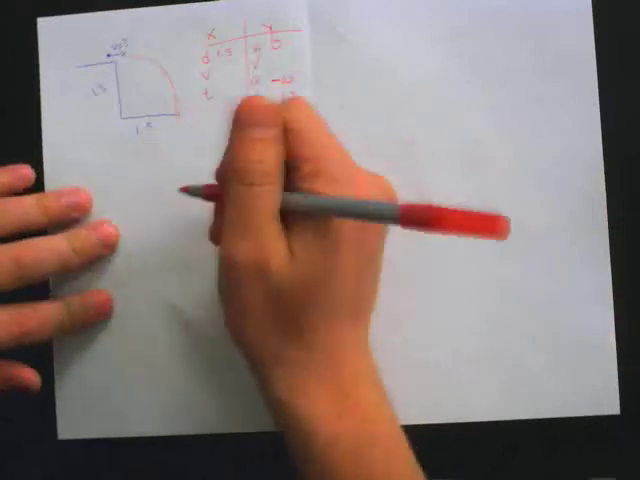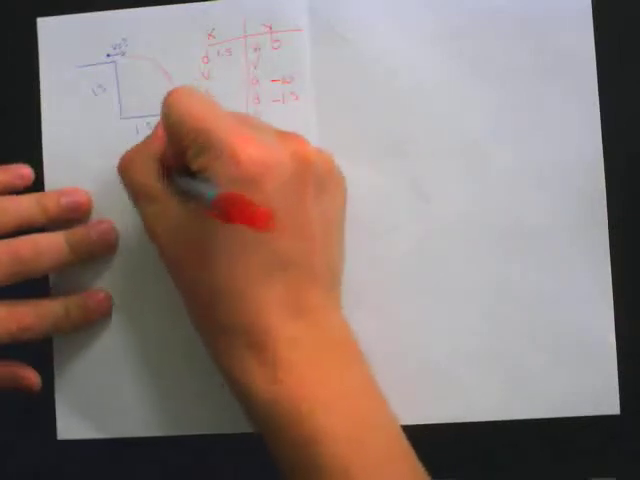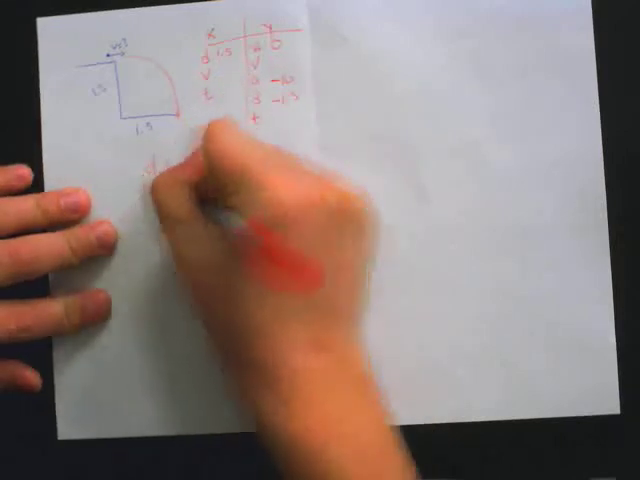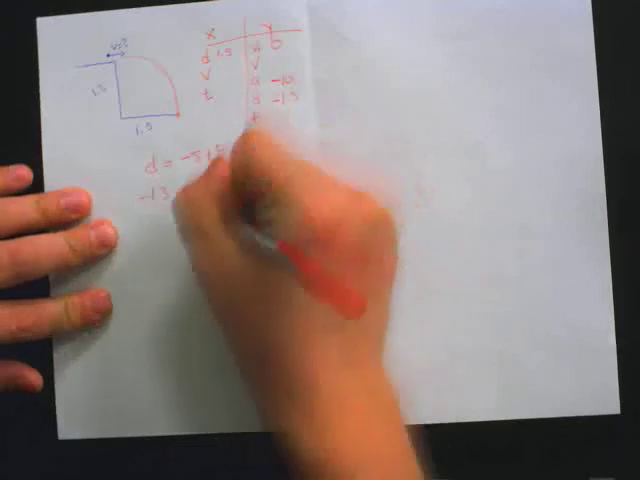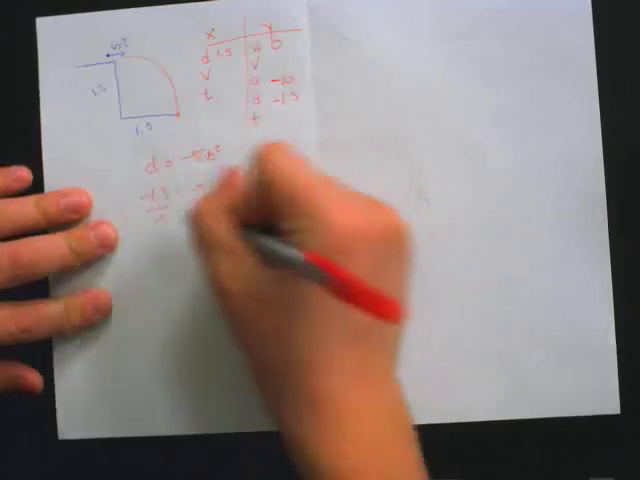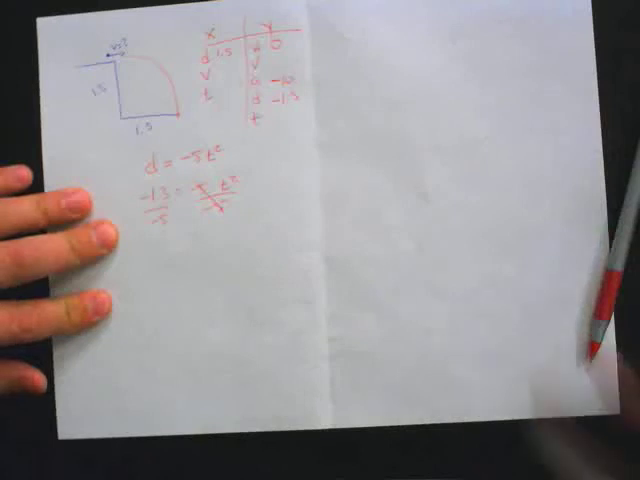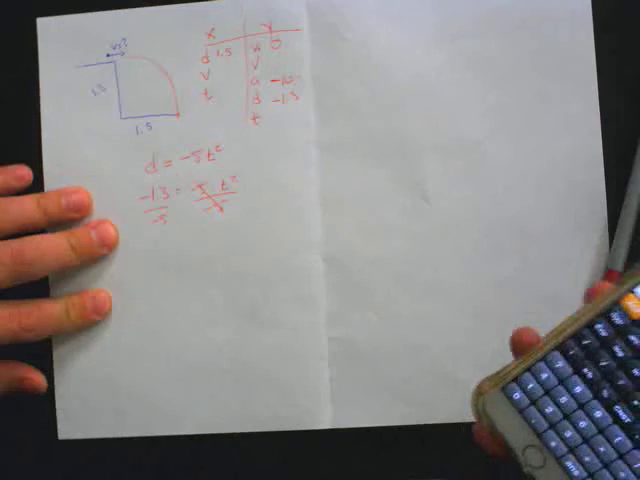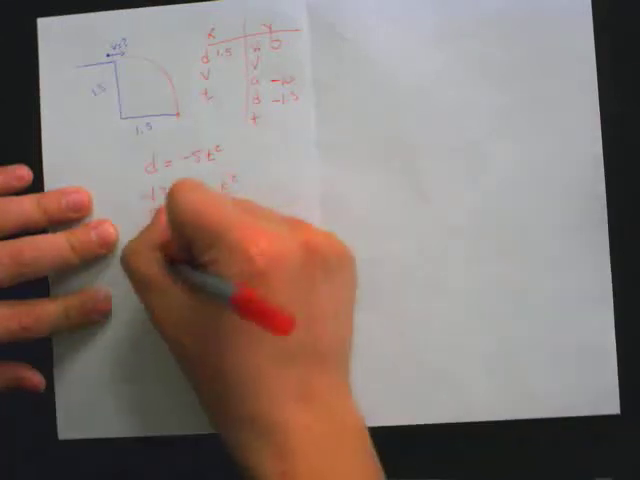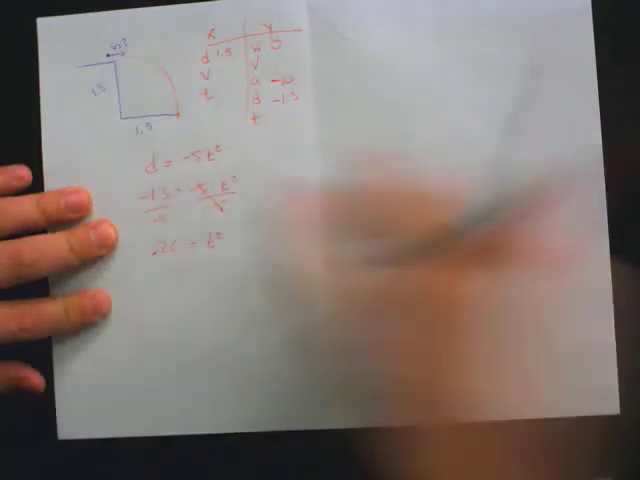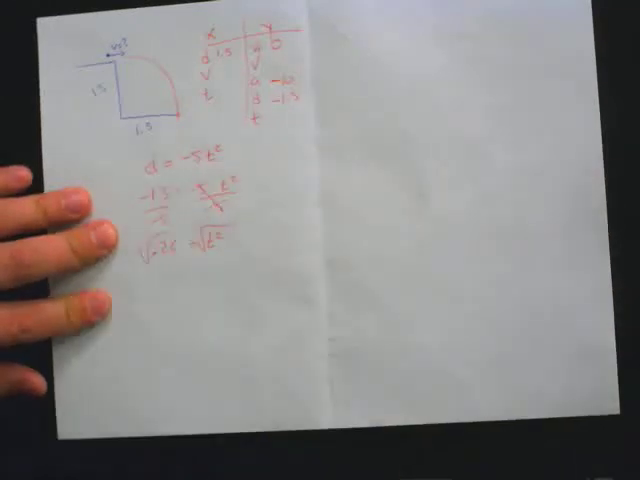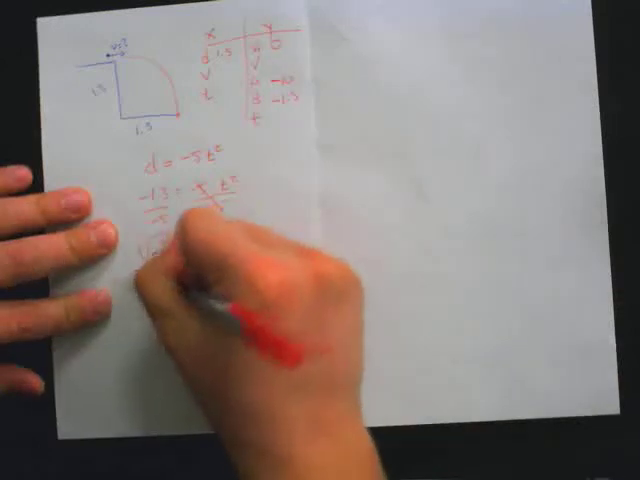We can use our simplified don't-need-V equation, which is d equals -5t squared, or in other words, -1.3 equals -5 times t squared. So divide both sides by -5. Okay, so that -5 cancels out. So 1.3 divided by 5 is 0.26 equals t squared. And then we're going to square root both of those sides and get that t equals 0.5099.